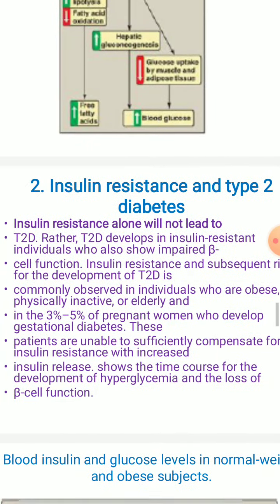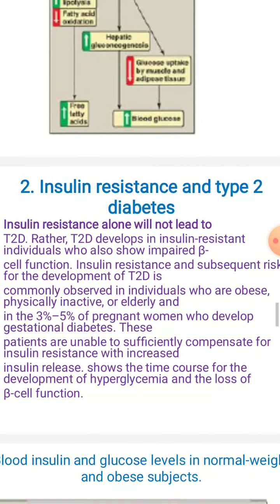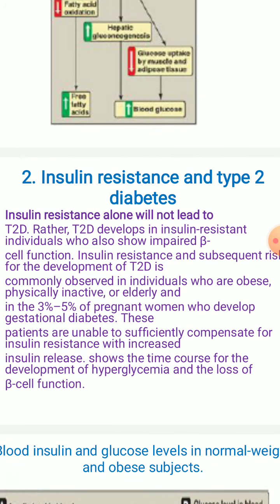So what will be the situation in insulin resistance and type 2 diabetes, and how is it compensatory? Insulin resistance alone will not lead to type 2 diabetes, of course. Rather, type 2 diabetes develops in insulin resistant individuals who also show impaired beta cell function. This insulin resistance and subsequent risk of developing type 2 diabetes is commonly observed in individuals who are obese, physically inactive or elderly, and in 3 to 5% of pregnant women we can observe the development of gestational diabetes.